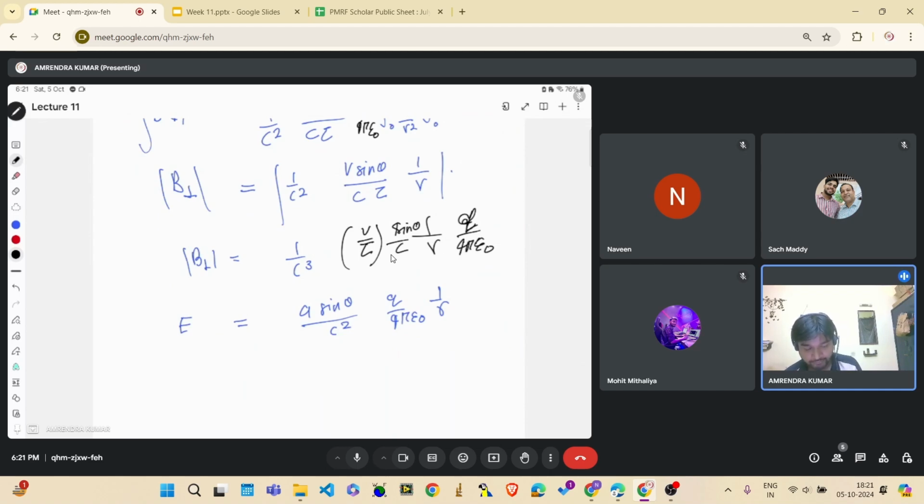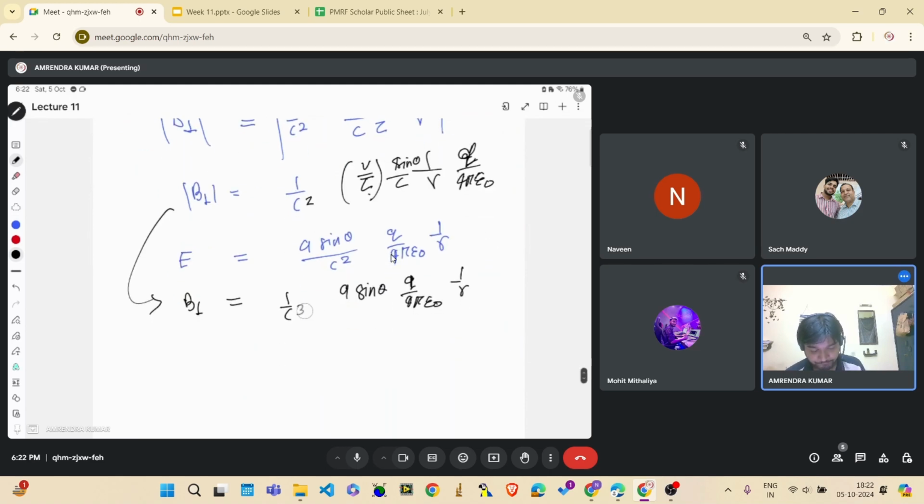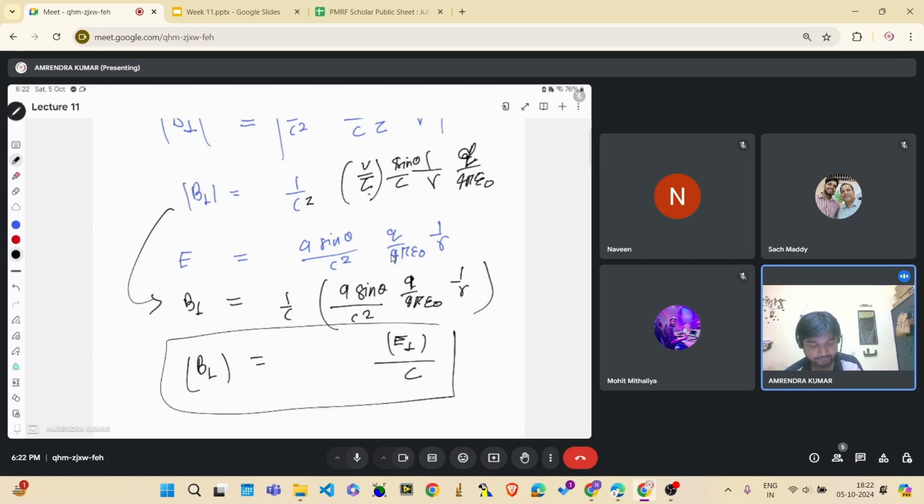So if you just calculate it, this will be like B perpendicular to A, 1 over C Q A sine theta. This is the A. Sorry, this is the C square. This is C included here. Q over 4 pi epsilon naught 1 over R. Okay. If we write it explicitly like this, you can just compare that. This is nothing but the E field. This is how you can just see the relation.